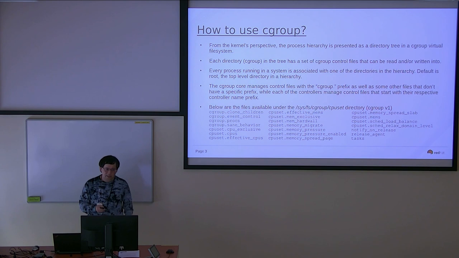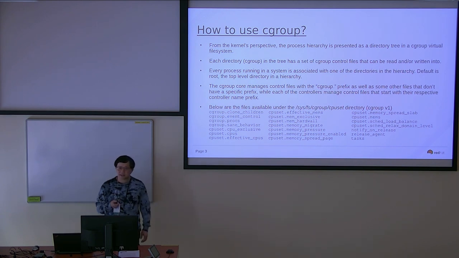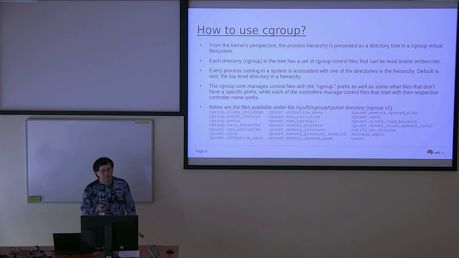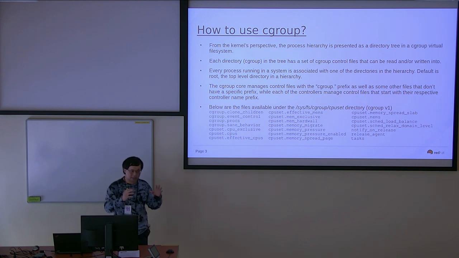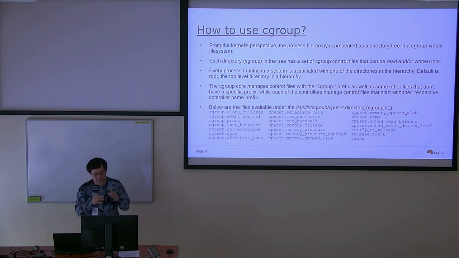And every process running in the system is associated with one of the directories in the hierarchy. The default is the root, which is the top level of the hierarchy. If you've done nothing, all the processes are in the top level directory. And you have to explicitly move them to a subdirectory, where you can set resource limits and control how much they consume in the system.